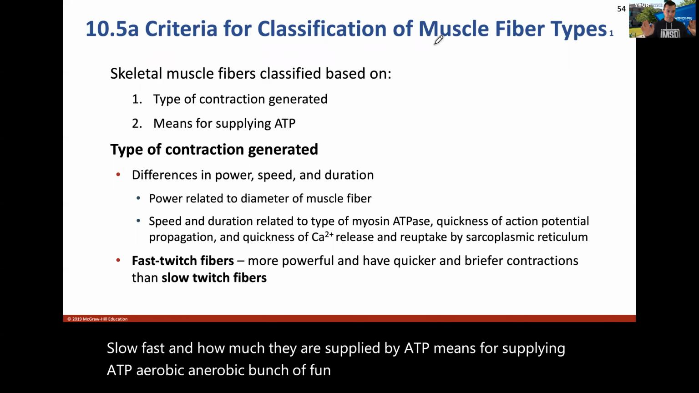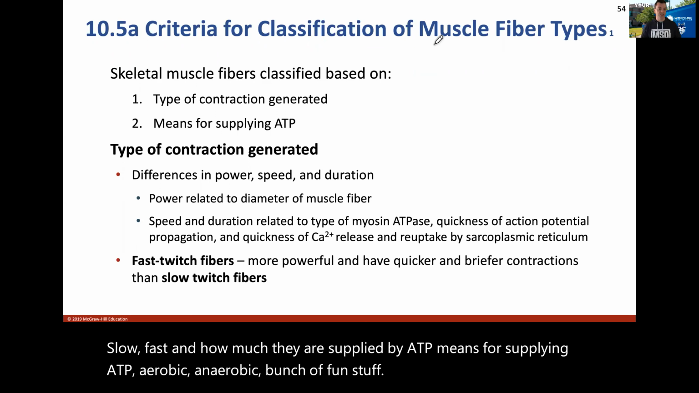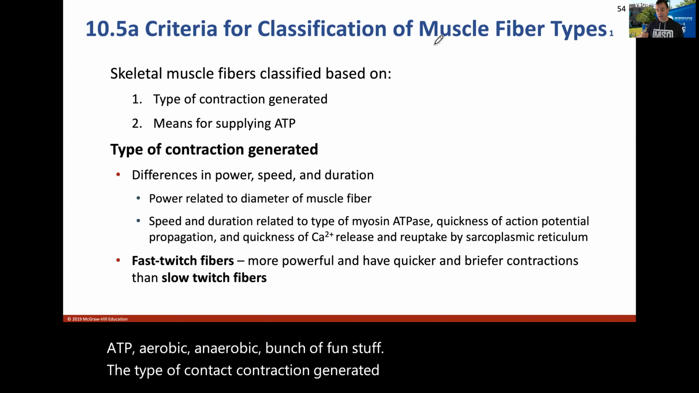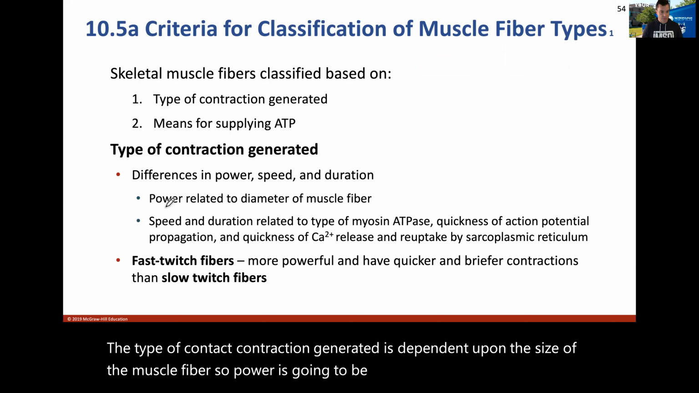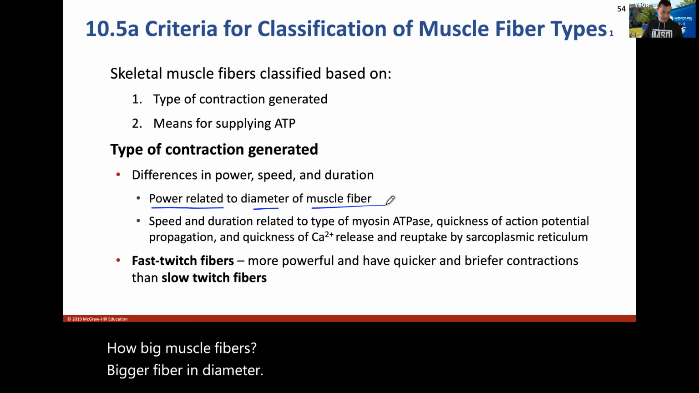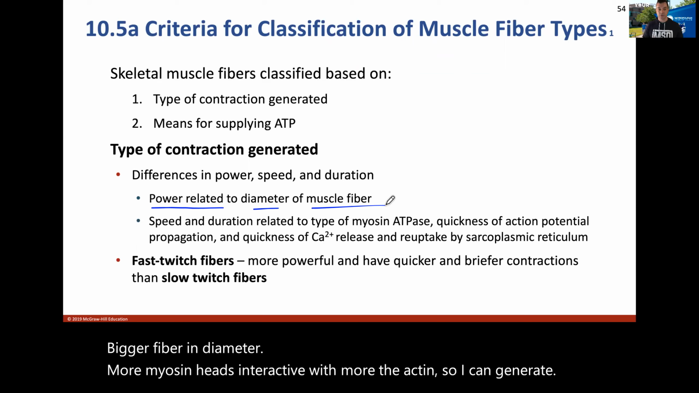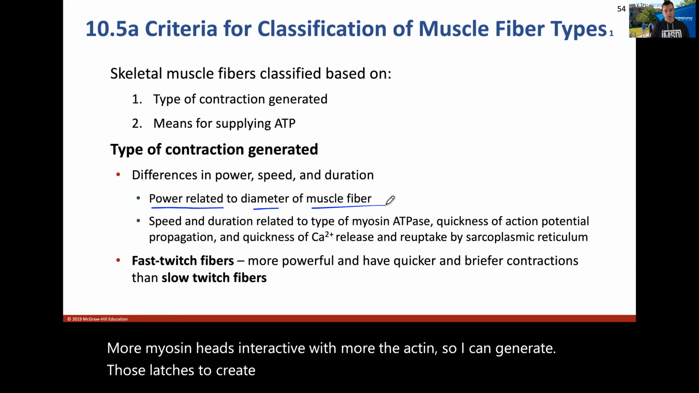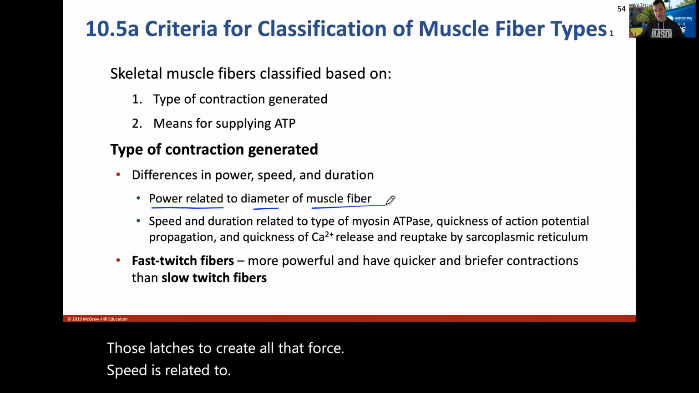The type of contraction generated is dependent upon the size of the muscle fiber. So power is going to be related to how big the muscle fiber is. Bigger fiber in diameter, more myosin heads interacting with more of the actin, so I can generate those latches to create all that force.